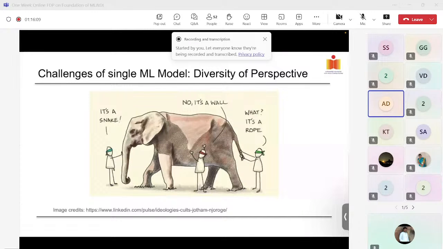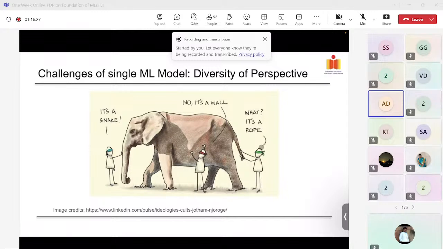Like for example, this is a very popular school of thought where if you have three people and you blindfold them and you show them three different parts of an elephant, each of them gives their own perspective. The first person touched the trunk and thought it's a snake. The second person touched the body of the elephant and thought it's a wall. The third person touched the tail of the elephant and thought it's a rope.